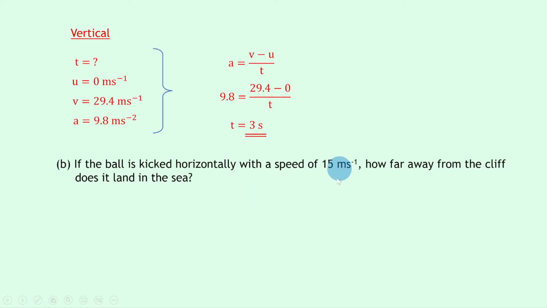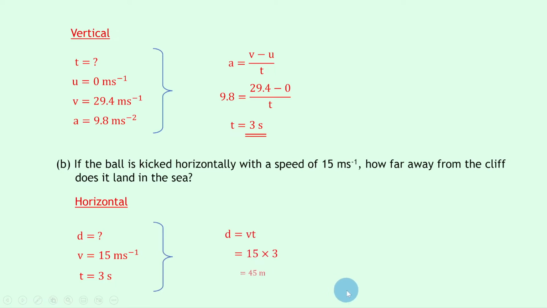So we have a time and the speed, so we can use the horizontal data this time, and we're trying to find the distance d. We know the horizontal speed v is constant at 15 meters per second, and the time t is 3 seconds. So writing down the equation for the horizontal motion of a projectile, we have distance equals speed times time, d equals vt. Substituting in the numbers gives 15 times 3, and you can do that in your head to get an answer of 45 meters.